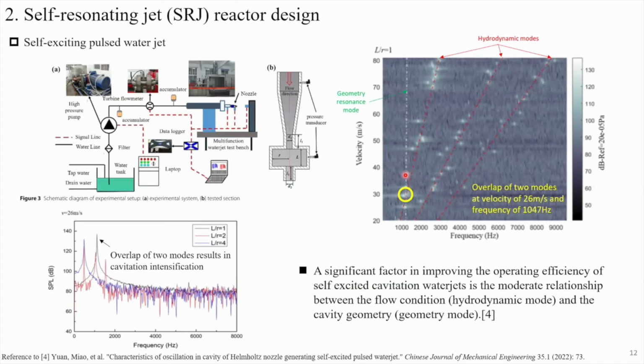Under different flow velocities, different frequency characteristics in the cavity were found. Two kinds of flow oscillation modes are distinguished on this spectrogram. One is the hydrodynamic mode, and the other is the geometry resonance mode. So the frequency spectrum here shows that when these two kinds of modes coincide with each other, it results in enhancement of the cavitation.